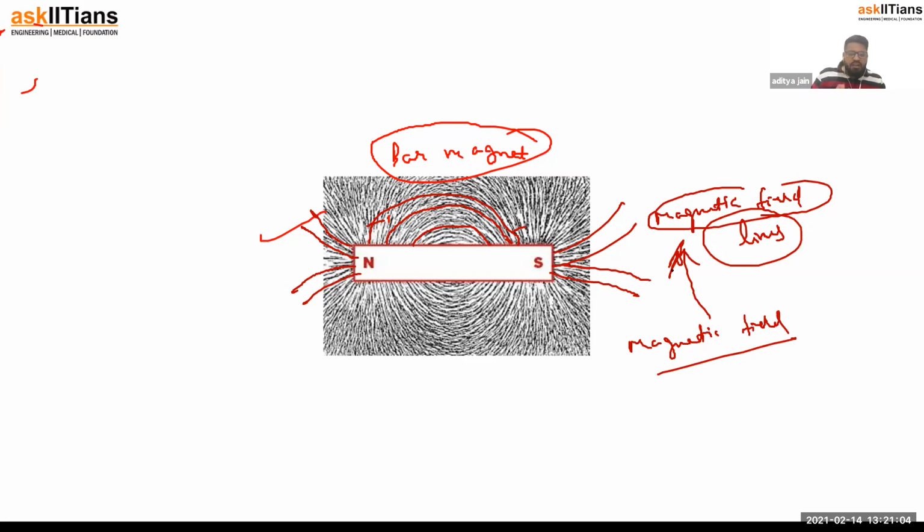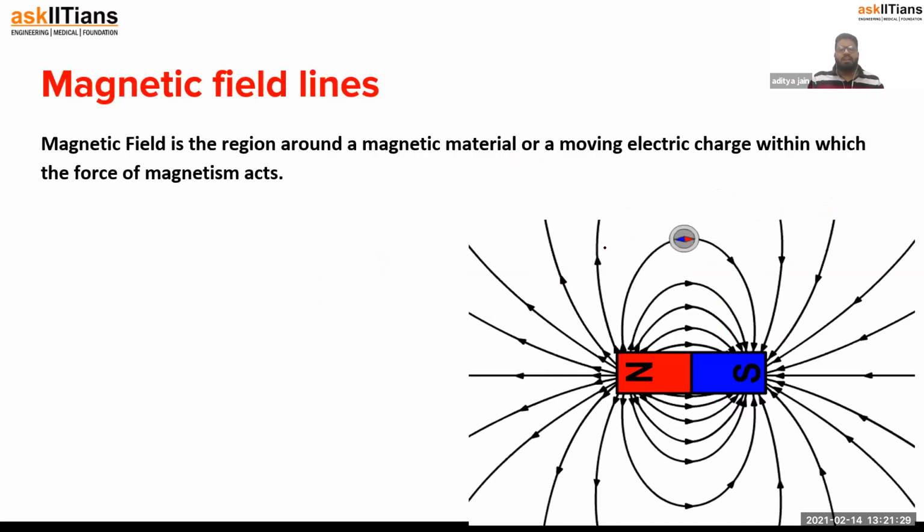So magnetic field lines are nothing but the pictorial representation of the magnetic field. In reality, you cannot see the magnetic field with your eyes. So to draw the magnetic field on paper, we use the concept of magnetic field lines. Now clear? Magnetic field is the region around a magnetic material or a moving electric charge within which the force of magnetism acts.